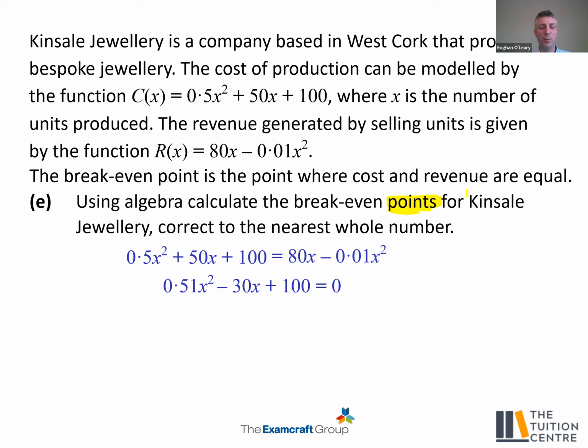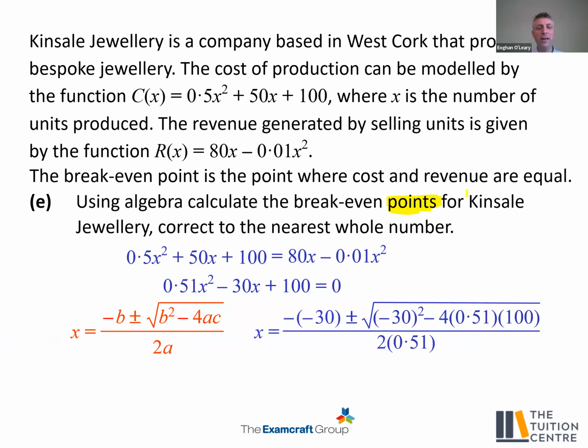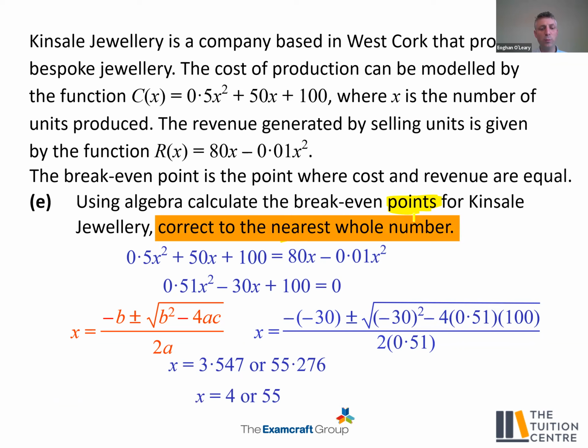So we get 0.51x squared minus 30x plus 100 equals 0. We can use our minus b formula, and because it says corrected to the nearest whole number, we would assume that we can't factorize it. The decimal in there, the 0.51, would indicate the same. I get two answers, 3.547 or 55.276. To the nearest whole number, that'd be x is equal to 4 or x is equal to 55.